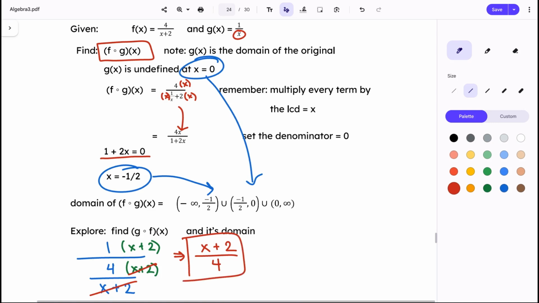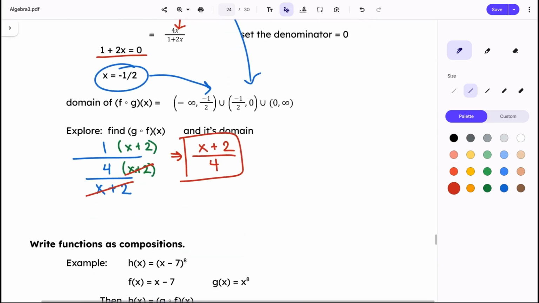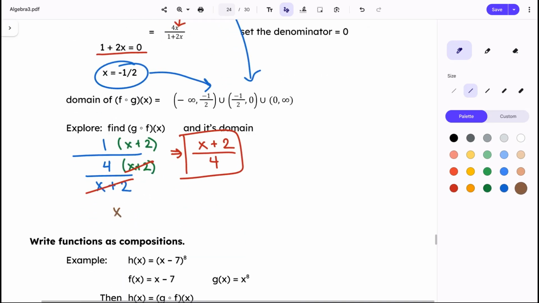So remember, we have to think about what would be issues before we even started simplifying. So before I had crossed anything off, I had that x plus 2 in the denominator at the way bottom. So if x plus 2 is down here, if I set that equal to 0, that means that my x cannot be equal to negative 2. So then I would write out my domain. It could be anything smaller than negative 2, so negative infinity to negative 2, and then the union with negative 2 to positive infinity.